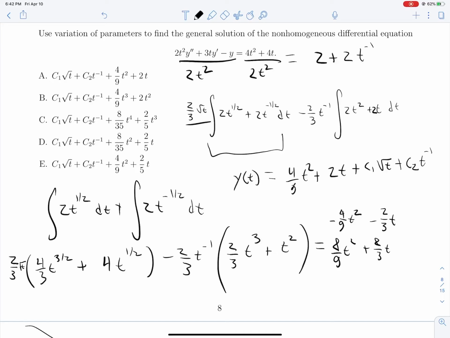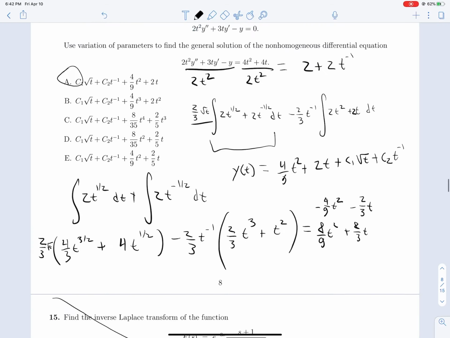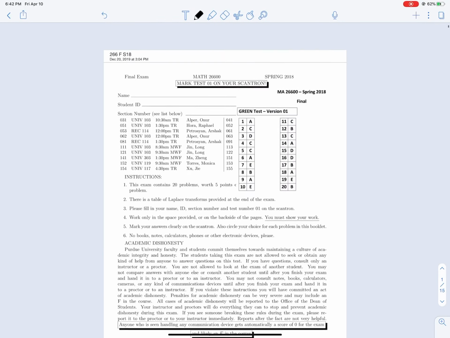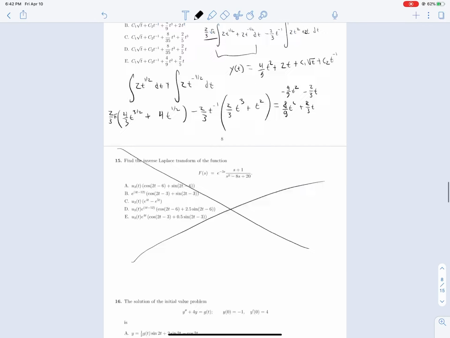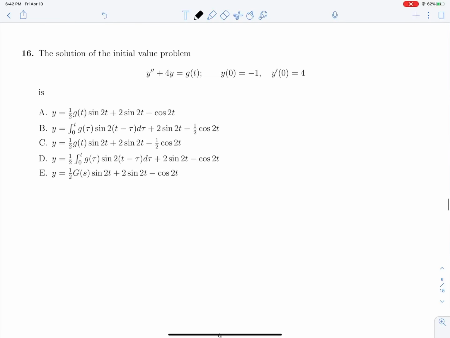This is the most brutal variation of parameters question I've ever seen, that at least they give on an exam, and so I really hope that we don't have to do this kind of thing ever again. 14 is A, although I will have to do it one more time when I record my final videos. Oh God.